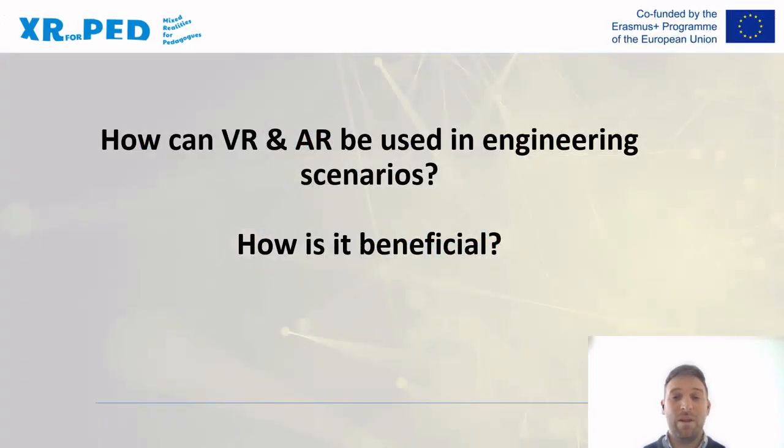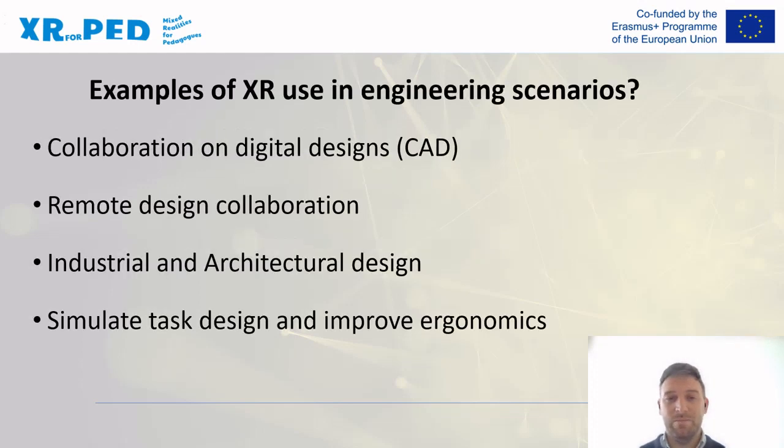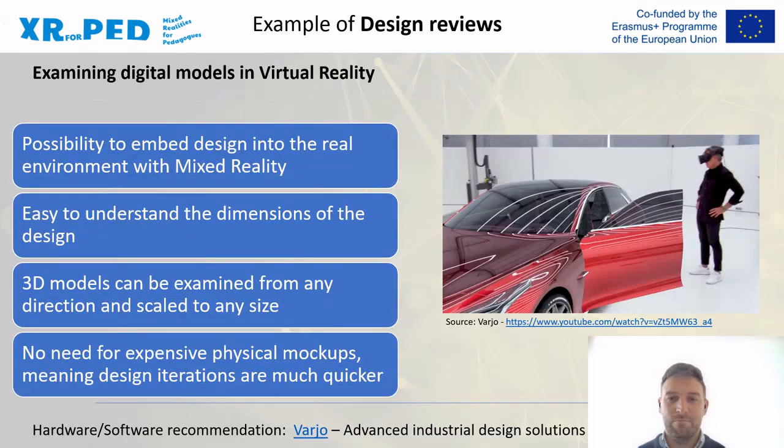So how can VR and AR be used in engineering scenarios, and how is it beneficial? Well, the best examples that we have in engineering at the moment using XR technology are collaboration on digital designs, remote design collaboration, the design of industrial and architectural settings, and simulating tasks and designs to improve ergonomics.